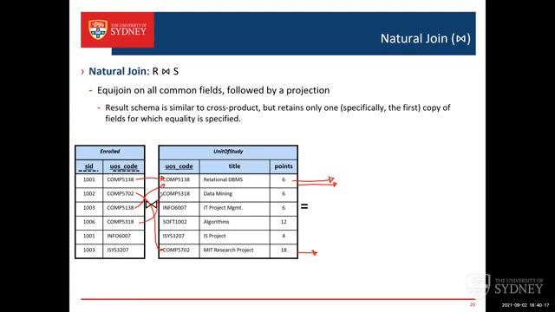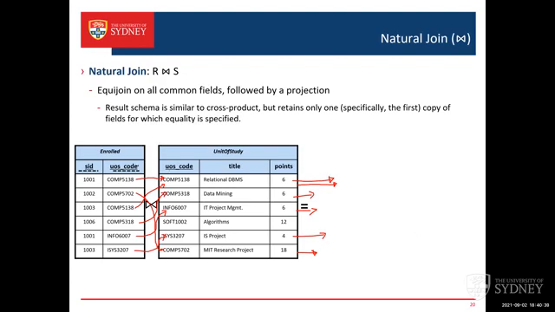5318, yes, I have 5318. 6007, 6007, so this one will come. And ISYS 3207, that one I have as well, so this one will come. So 1, 2, 3, 4, 5, 6. These are the rows that will come here.